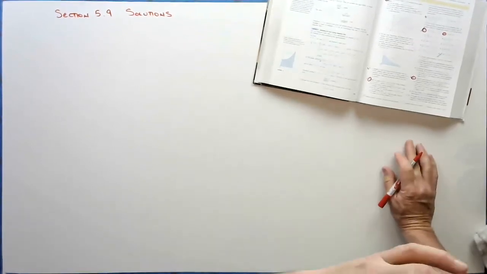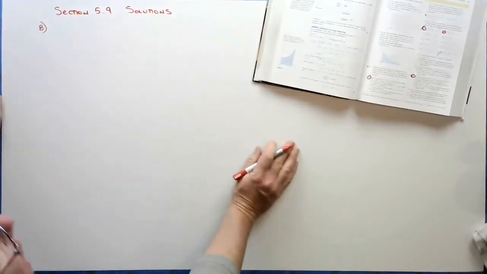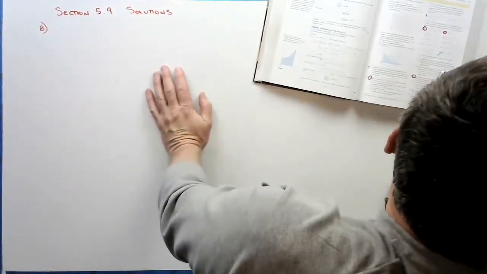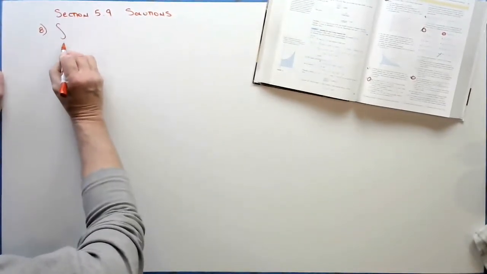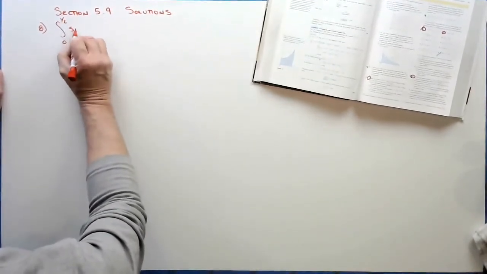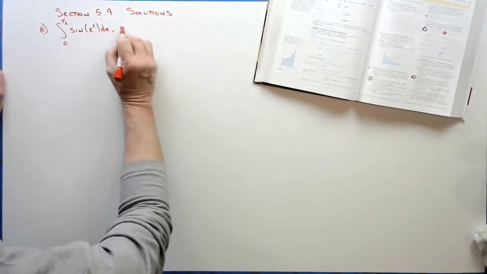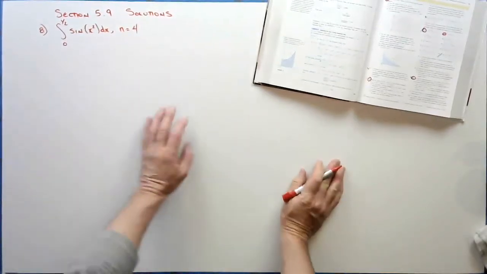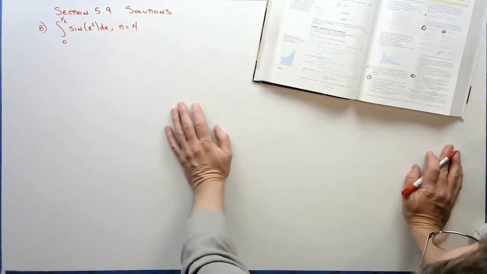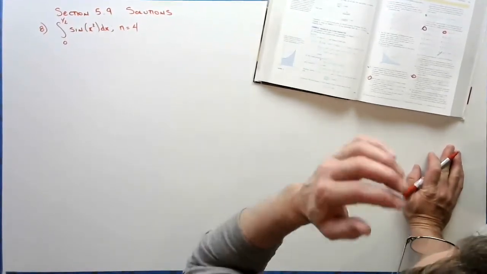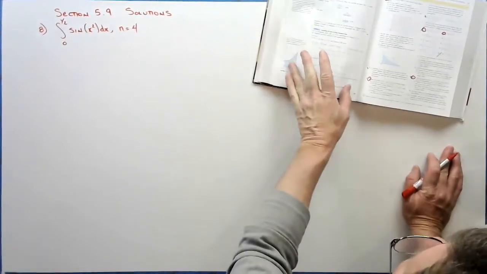I'll work on problem number 8 as our starting point. In problem 8, we're given the integral from 0 to 1/2 of sine x squared dx. And we're told that n equals 4. In the instructions, it says use the trapezoid rule, the midpoint rule, and Simpson's rule to approximate the given integrals with the specified value of n. Round your answers to 6 decimal places.